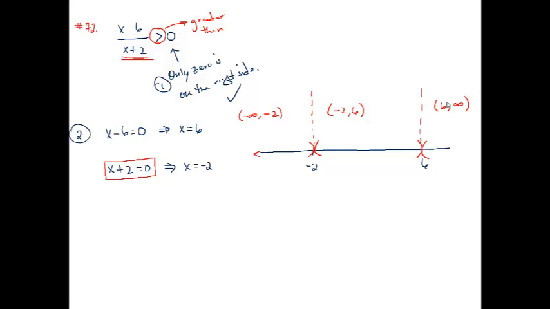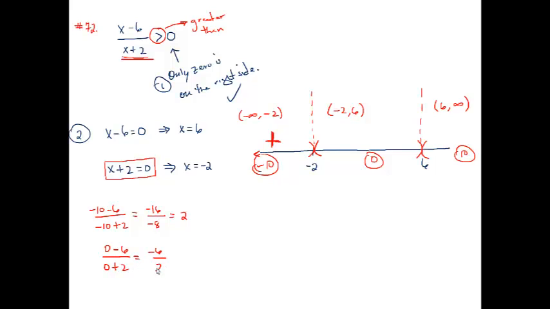All right, so I have my points on my number line. Now I want to pick test values. So let's do negative 10, 0, and 10. And I'm going to plug it into the original one. So I have negative 10 minus 6 over negative 10 plus 2, which is negative 16 divided by negative 8, which is 2, so it's positive. Good. Now we do the 0. 0 minus 6 over 0 plus 2 is negative 6 over 2, which is negative 3, so it's negative.